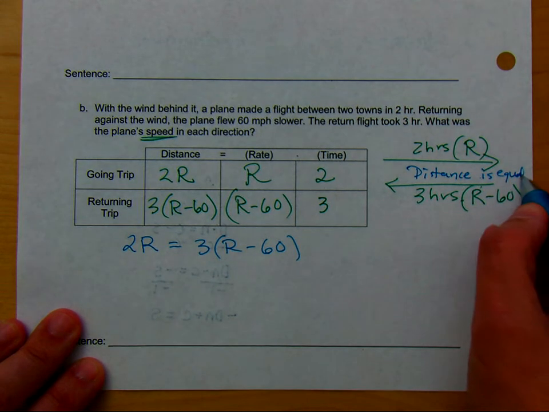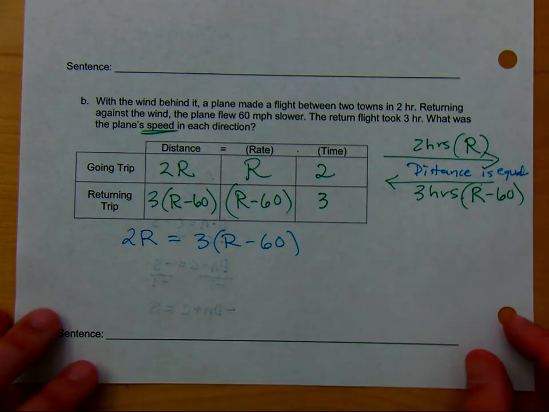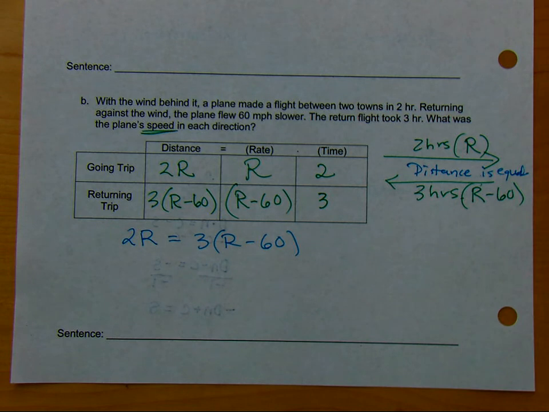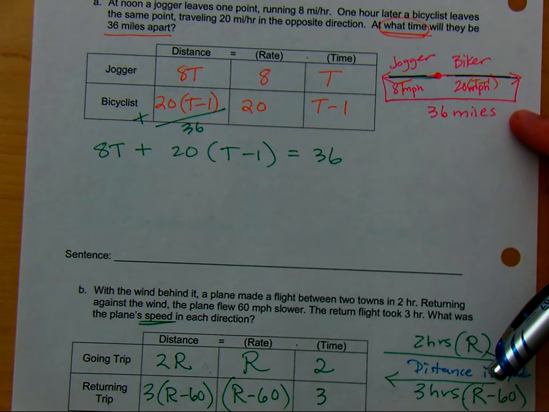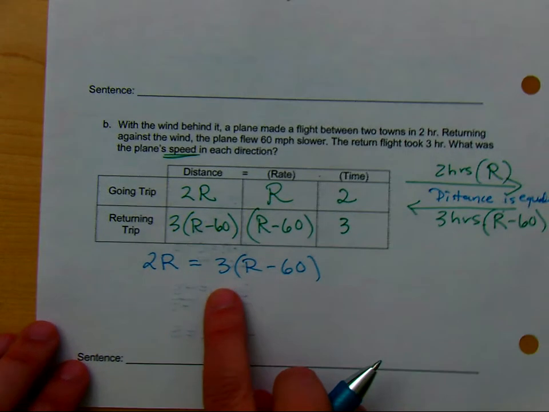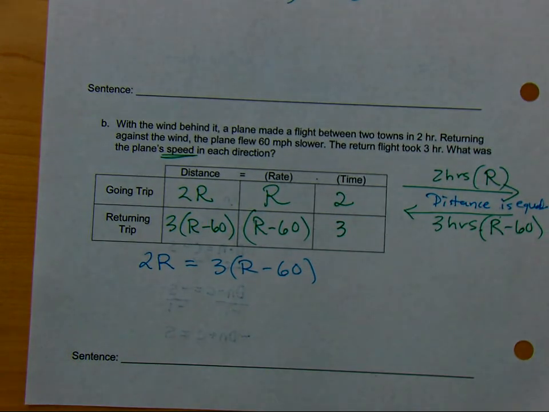And that's why drawing a picture could be helpful to help you visualize. In the first scenario, I needed to add the two distances together. But in this scenario, I needed to set them equal to each other because going and coming was the same. So now that we've set them up, you could go ahead and solve them, right?